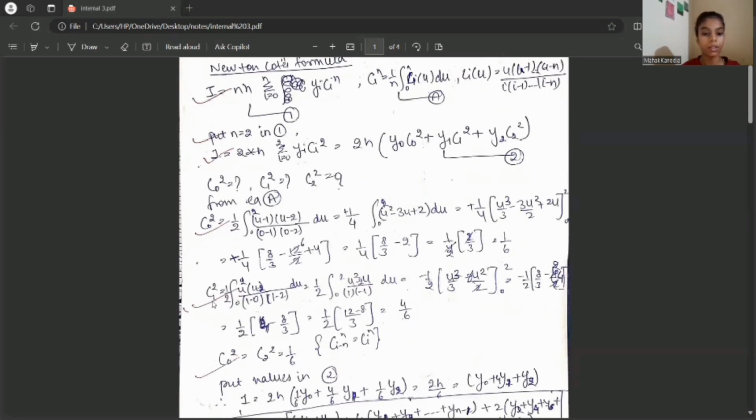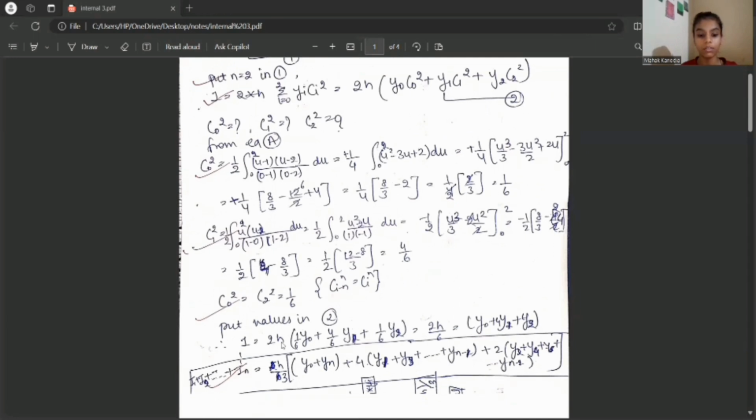Similarly, we substitute i as 1 and n as 2 in our equation number A to find C12. We get the function, integrate it, put the upper and lower limits, and get the value of C12 as 4 by 6. As we know that C(n-i)n is equal to Cin, the value of C22 is equal to the value of C02, which is 1 by 6. On putting all these values in our equation number 2, we get 2h into 1 by 6 y0 plus 4 by 6 y1 plus 1 by 6 y2. On taking 6 common from all the terms, we get 2h by 6 into y0 plus 4y1 plus y2.